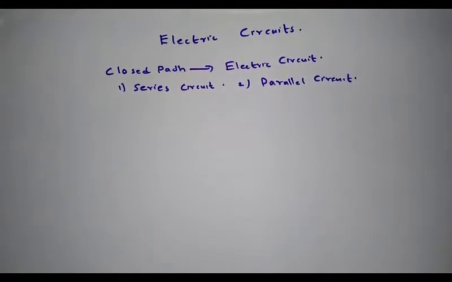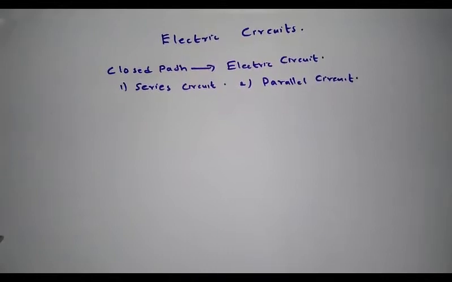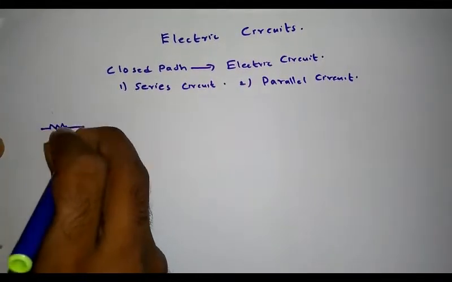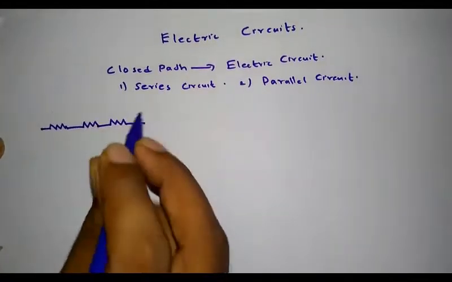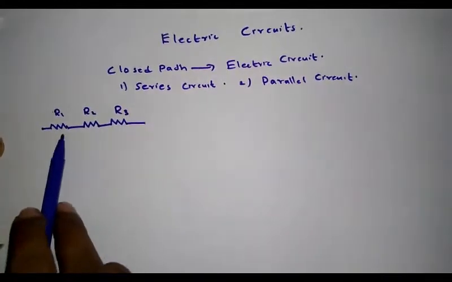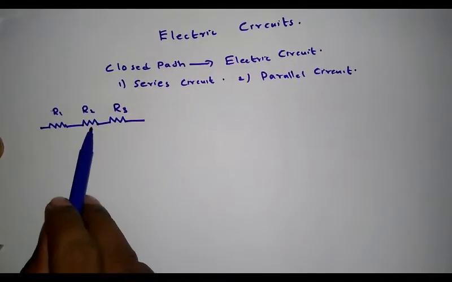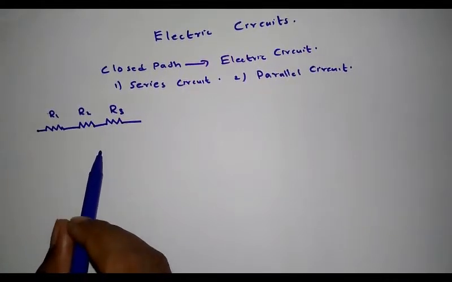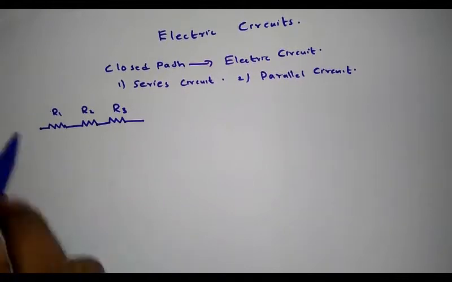A series circuit is one in which the resistors are connected end to end so that there is only one path for current to flow. Let's draw an example of a series circuit. In a series circuit, resistances or loads are connected end to end. Here R1, R2 and R3 are connected in series. That is, the start point of one resistor is connected to the end point of the other resistor, the start point of the second resistor is connected to the end point of the third resistor, and so on. So this is an example of a series circuit.